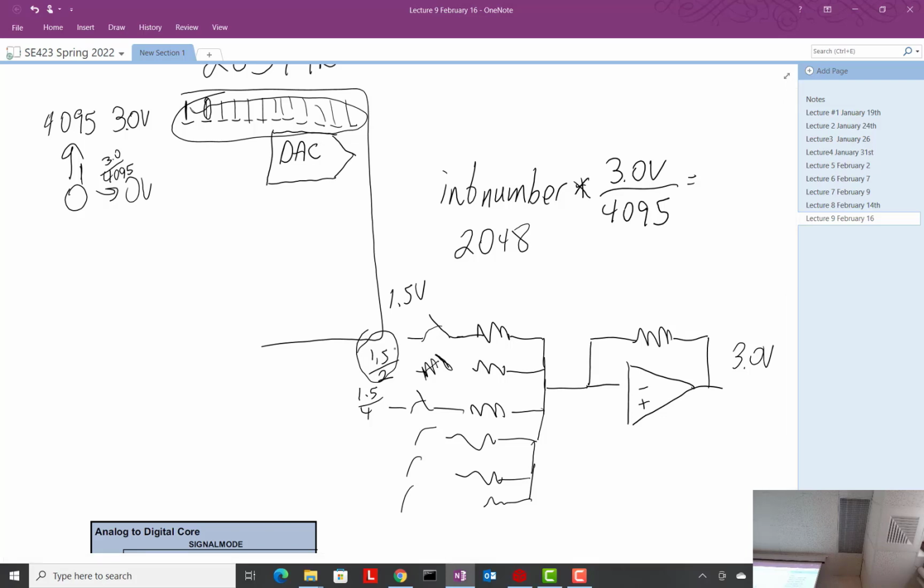Kind of get that? We don't need to know this totally. We don't have to understand this perfectly. But these bits of the DAC number are deciding what voltages are going into the op-amp to get summed up. And then that produces a different voltage that goes out to the world.